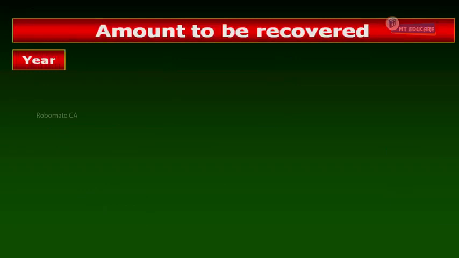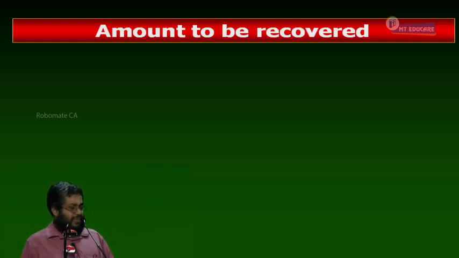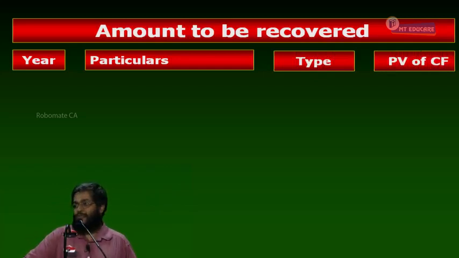Step 5. Amount to be recovered from lessee. Year, particulars, type and discounted cash flow, the present value of cash flows.